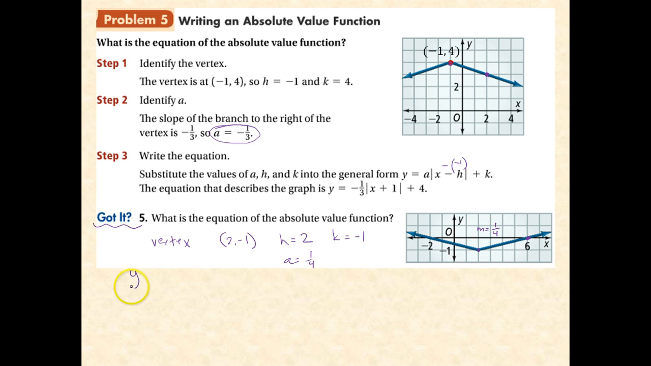So now we just need to plug in to the general form. y equals a times absolute value of x minus h plus k. So 1/4 times absolute value of x minus 2 plus negative 1, which is minus 1. And that, my friends, is the equation for this absolute value function.